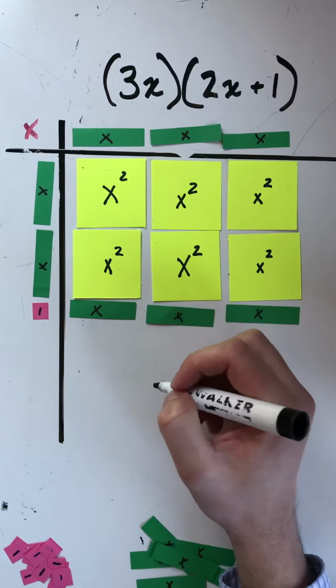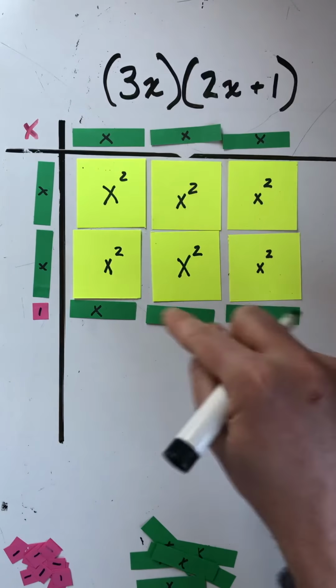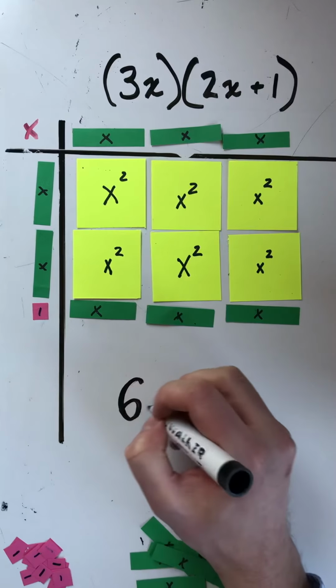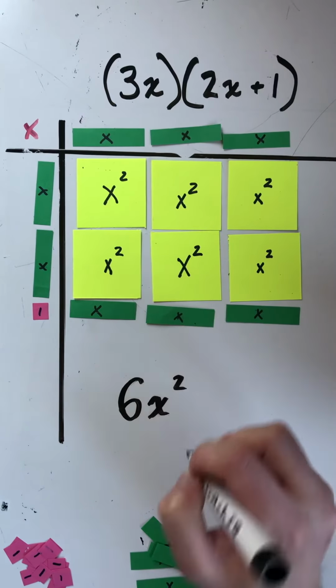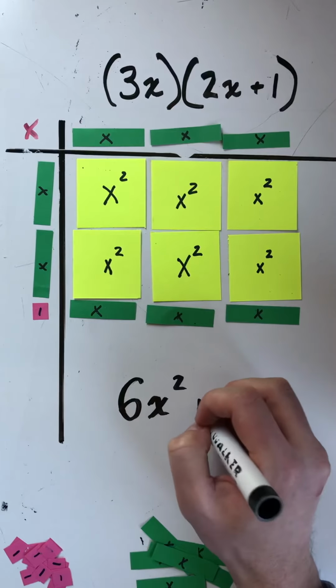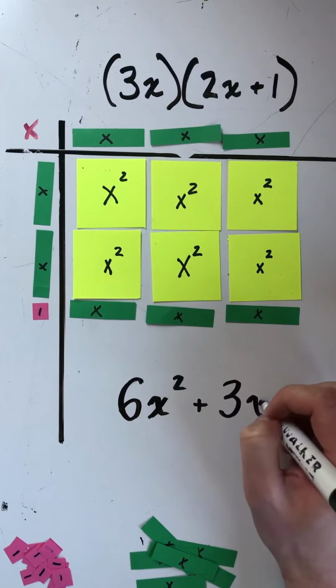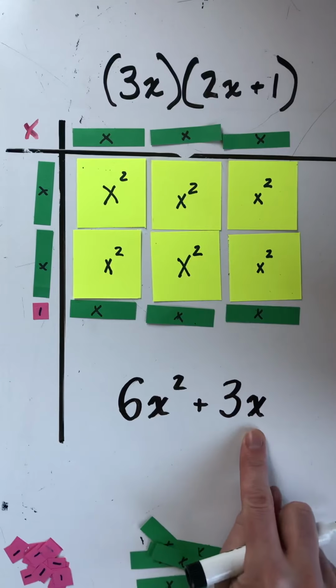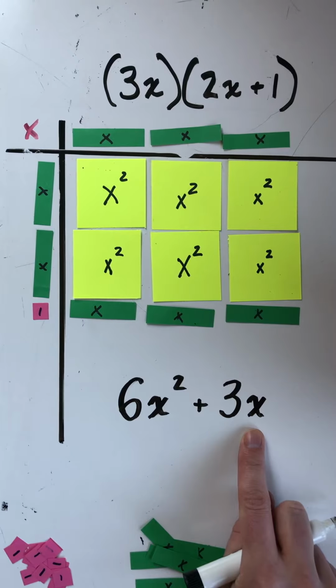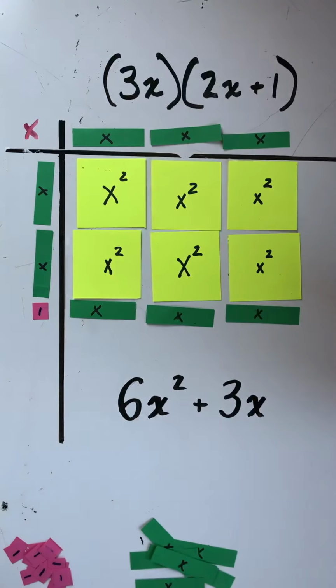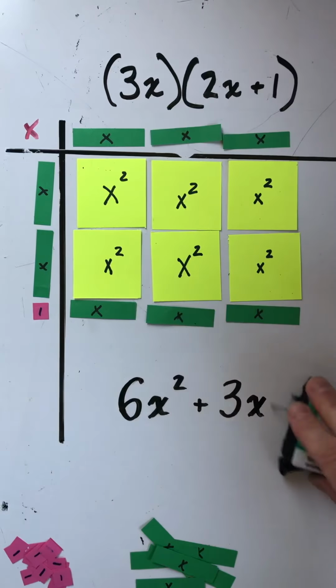Now it's time to present my answer. I have 6x squareds, and I have 3 x's. So this algebraic expression represents the multiplication of these polynomials. Let's try a little harder one, shall we?